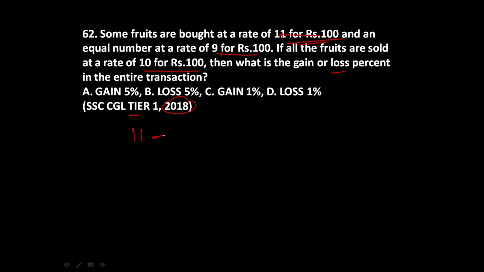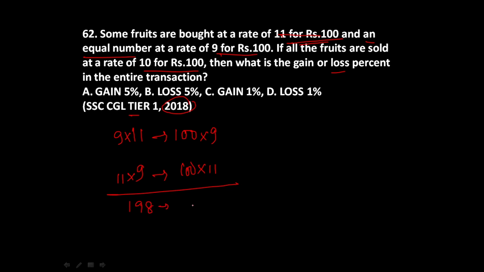First, 11 were bought for 100 and 9 for 100. In the question, an equal number is provided. So the number should be equal, right? So to equalize, we multiply like this on both sides. So it's 99 and 99, 198. Total is here 900 and 1100, 2000, right?